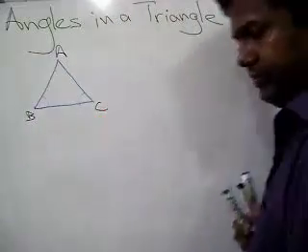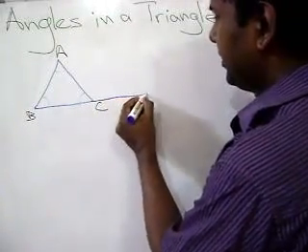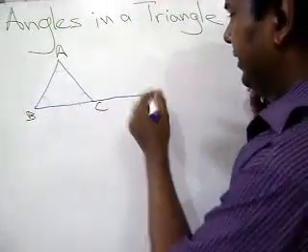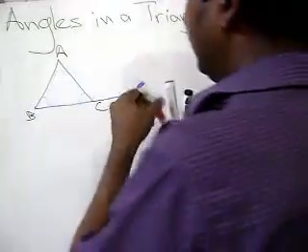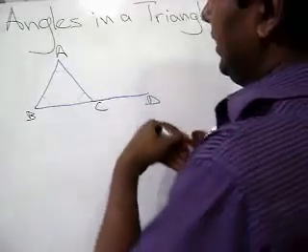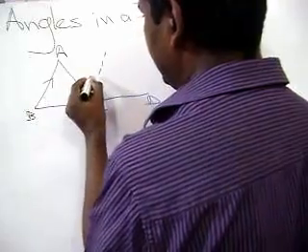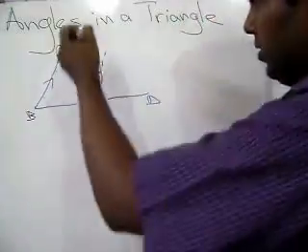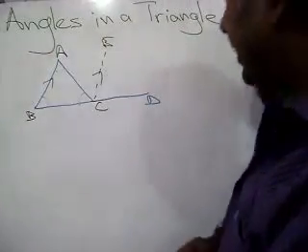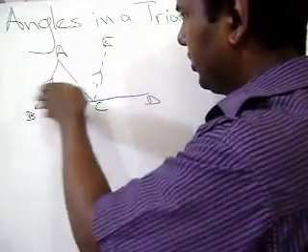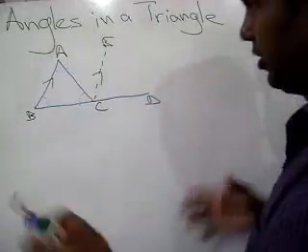Now in this theorem also, let's produce the BC line to D, and then let me draw a parallel line to the side AB. So let me call this E. So here what we have to prove is the total of these three interior angles is equal to 180 degrees. So how do we do that?